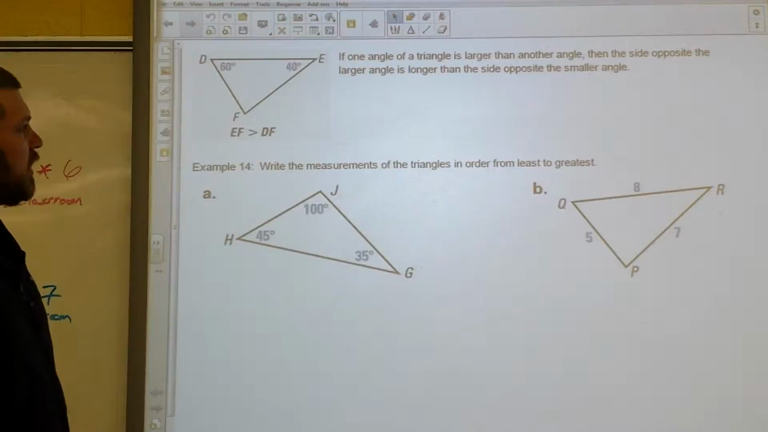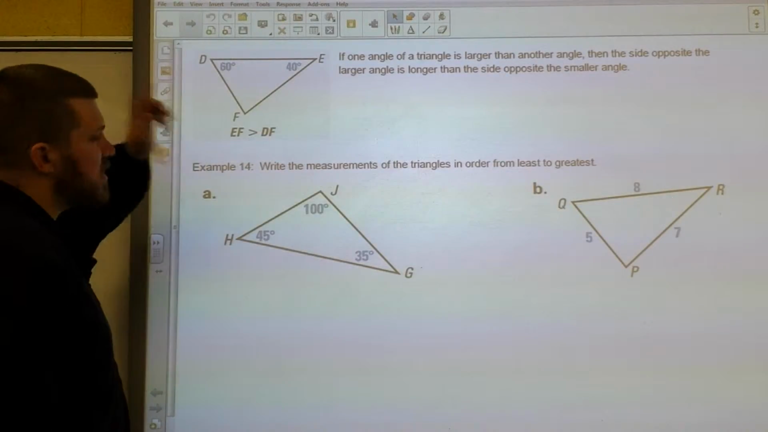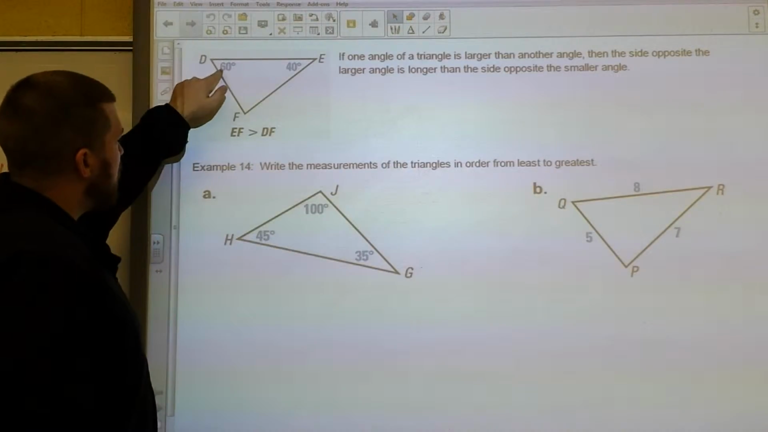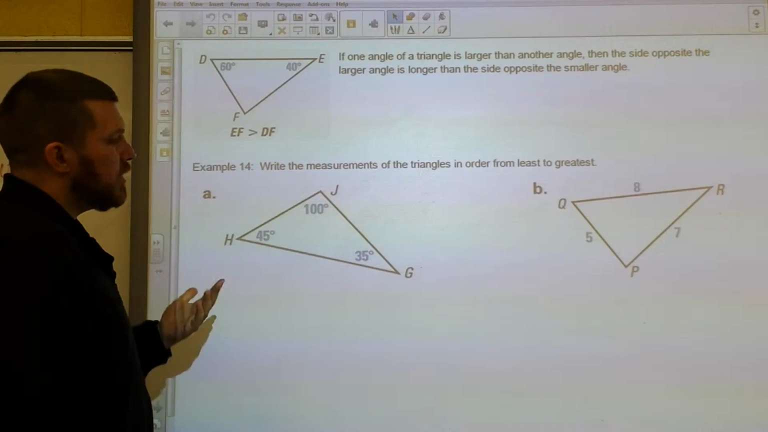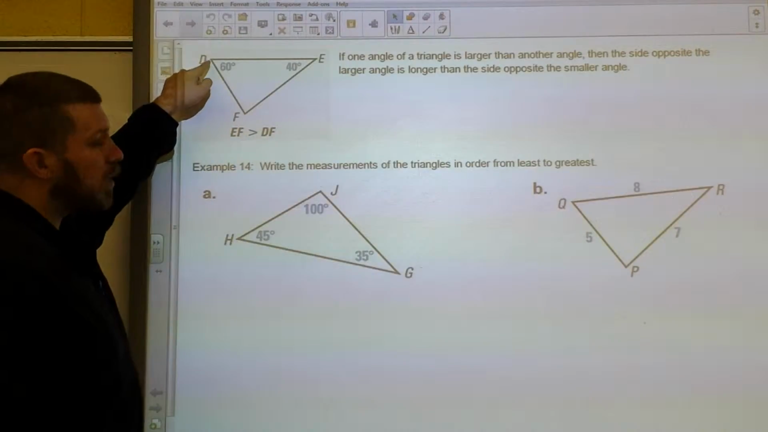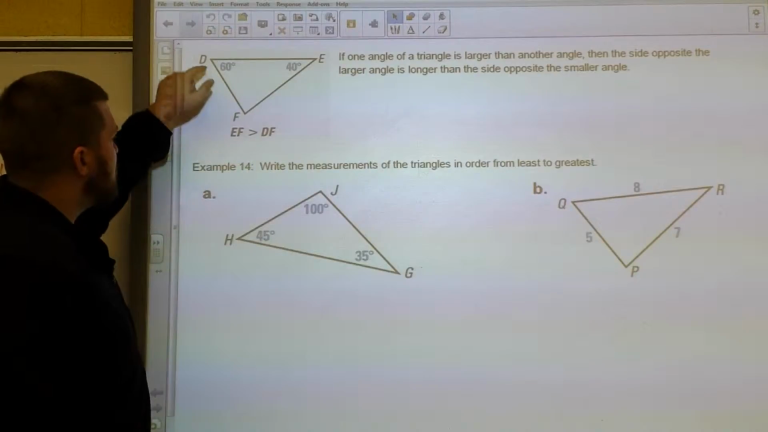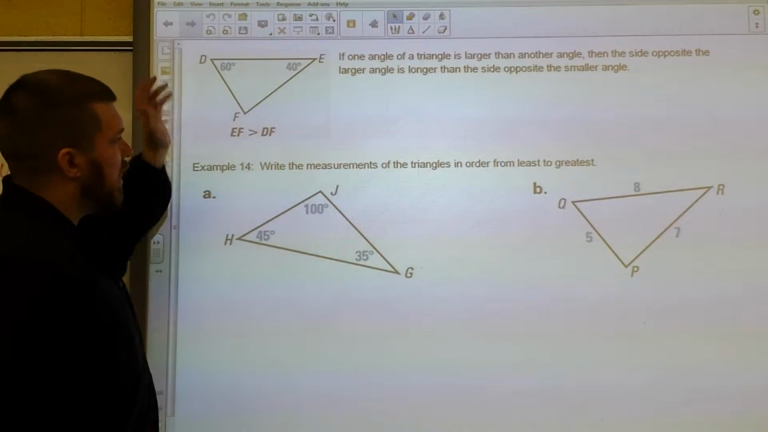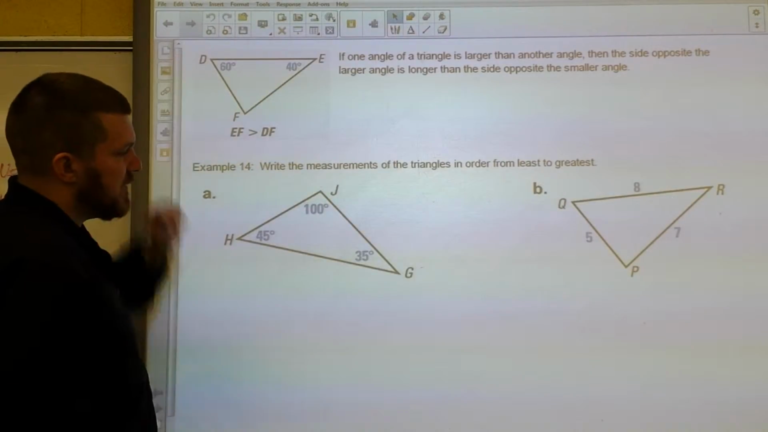And then finally, if one angle of a triangle is larger than another angle, then the side opposite the larger angle is longer than the side opposite of the smaller angle. So here in triangle DEF, we know angle D is 60 degrees, angle E is 40 degrees. So without really knowing anything else, I know automatically that side FE, because it's directly across from angle D, has to be longer than side DF, which is directly across from 40 degrees. Now I know that because 60 is bigger than 40. So again, EF is bigger than DF.